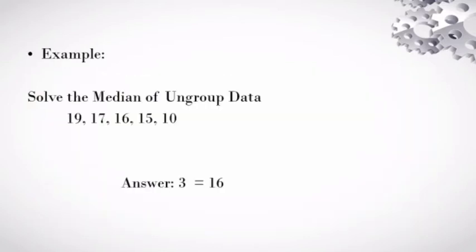Example: solve the median of ungrouped data 19, 17, 16, 15, and 10. If you use the formula, the answer will be 3, and in the raw data, the third place is 16. So 16 is the median.